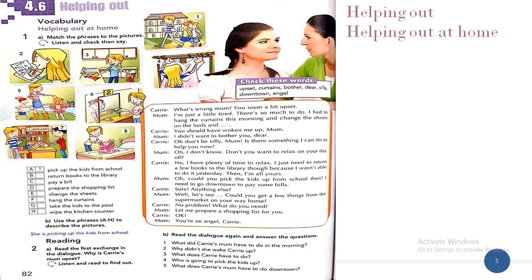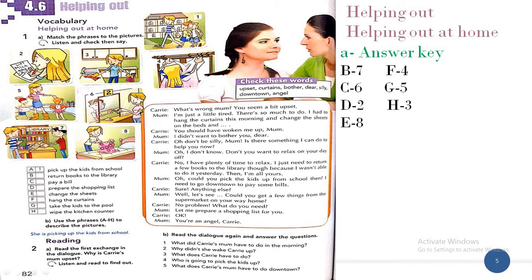Good. Now let me give you the answer. Number 1 is A. Look at picture 1: pick up the kids from school. Look at the kids, and she is picking the kids up from school. B is 7: return books to the library.